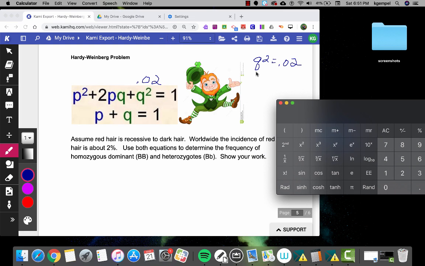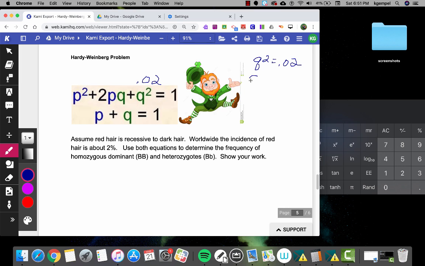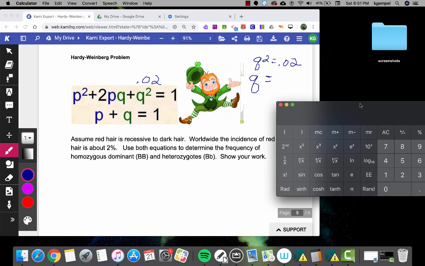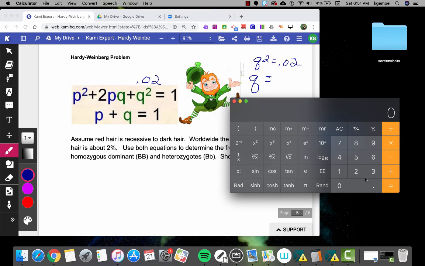All right. Anyways, that means that q is going to be equal to the square root of 0.02, which gives me q equal to 0.1. Let me make sure I did that right. 0.02. Oh, see?